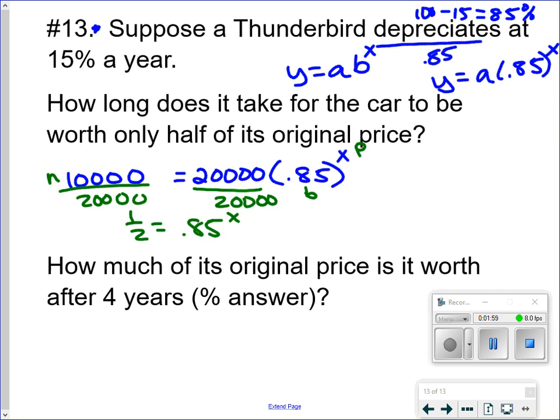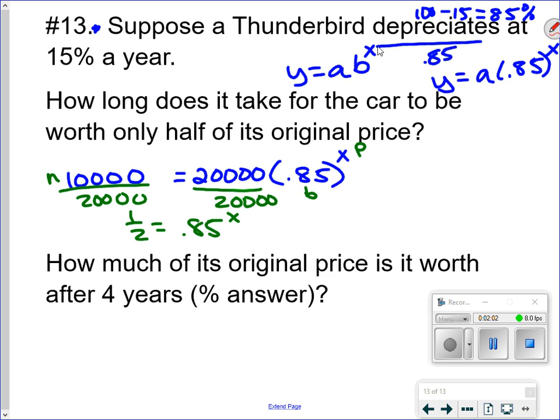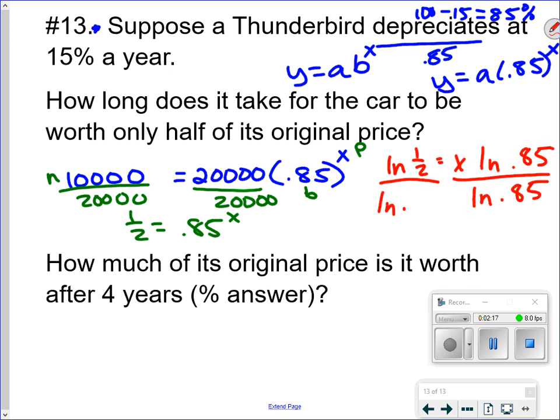So to solve that, let's move it over here. We want the base and power by themselves, so we do the inverse, which is log or natural log. So we'll have natural log of 1/2 equals x times natural log of 0.85. Solve for x by dividing both sides by natural log of 0.85. So natural log of 1/2 divided by natural log of 0.85 is 4.265. So it's going to take us about 4 1/4 years for this Thunderbird to depreciate to half of its original value.